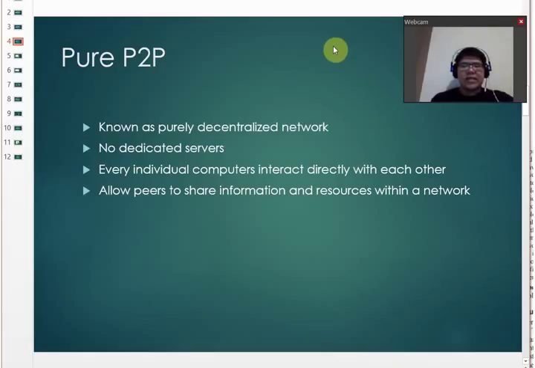Moving on to the next section, there are three different models of unstructured P2P computer network architecture, which are pure P2P, hybrid P2P, and centralized P2P. In pure P2P systems, every individual computer interacts directly with each other and shares information and resources without using any dedicated server.